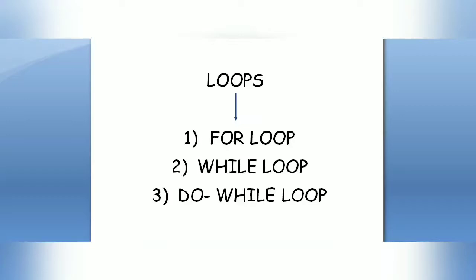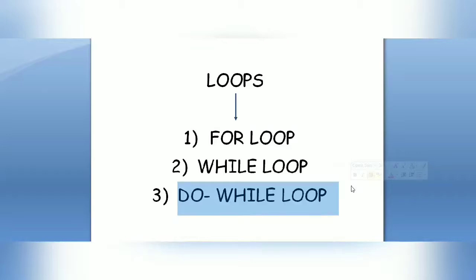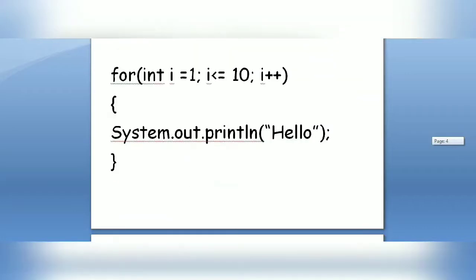For and while loop, these two are considered entry controlled loop. ये आपको अभी समझ में आ जाएगा why I am saying that it is entry controlled loop. And do while, it is said to be exit controlled loop. So let us understand one by one.